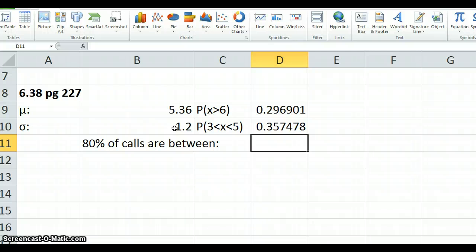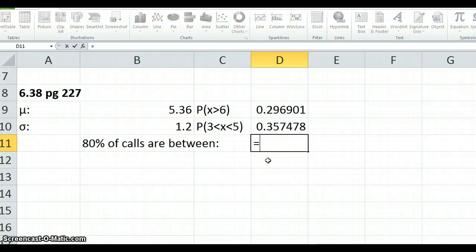Now we have a slightly trickier question. And the question for part C says 80% of the calls are between what two values? In other words, what are the middle 80% of calls here? And so to figure that out, we need to figure out, okay, if you're in the middle 80%, then you've got the top 10% excluded, and you've got the bottom 10% excluded. Fortunately, Excel has a way to find both of those numbers.